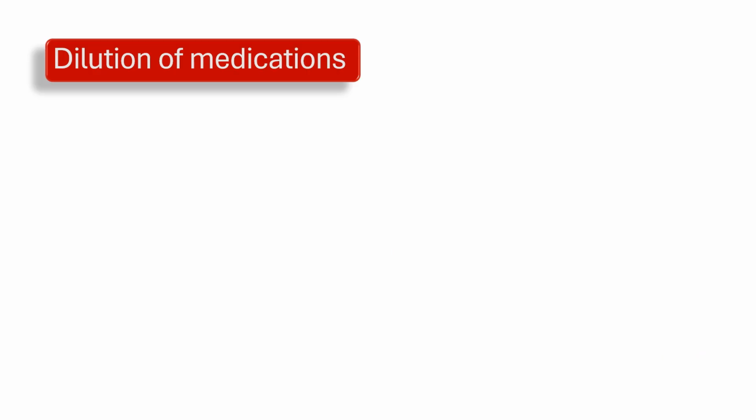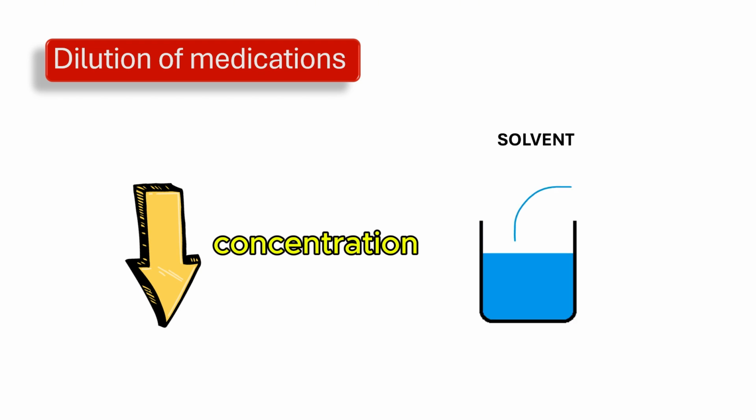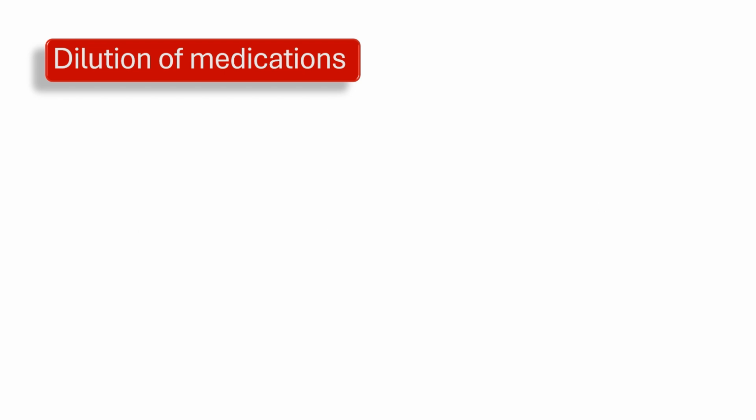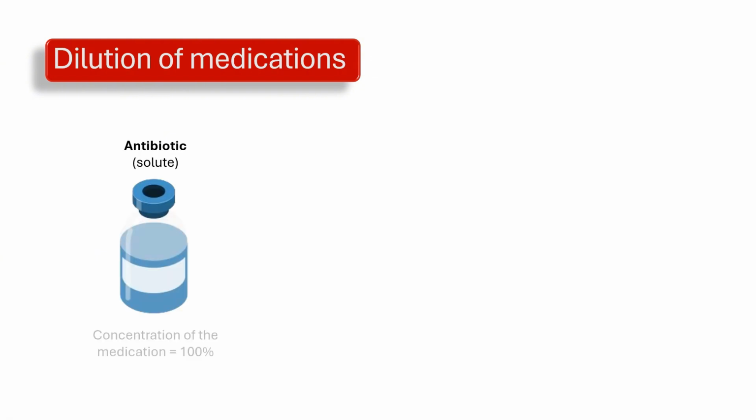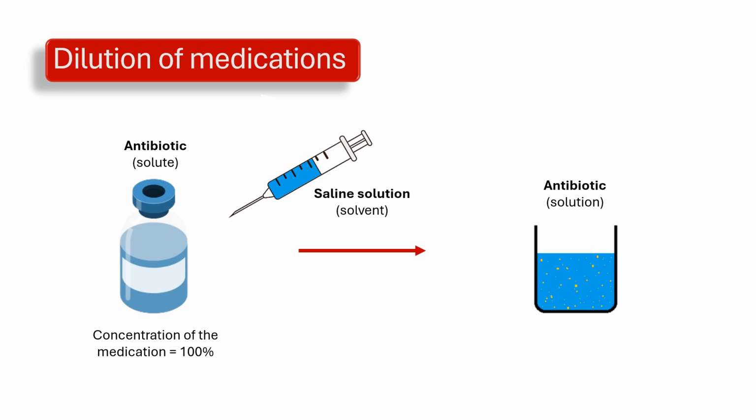As mentioned, diluting means decreasing the concentration of a substance through another liquid substance. So, when we dilute a medicine, it means that we are decreasing its drug concentration using a liquid substance. For example, a vial of a powdered antibiotic has 100% of the drug concentration. This is our solute. By adding the saline solvent into the vial containing the powdered medicine, we are reducing its concentration. In other words, the mixed substance has now become a solution, which contains a lower concentration of the medicine.